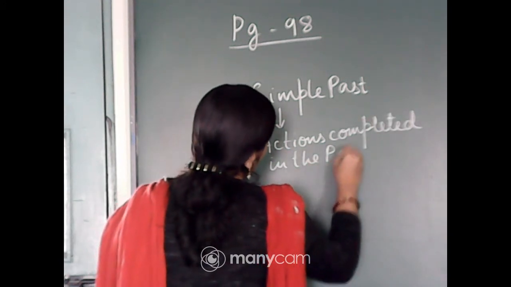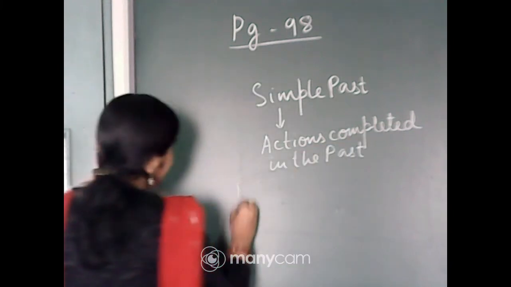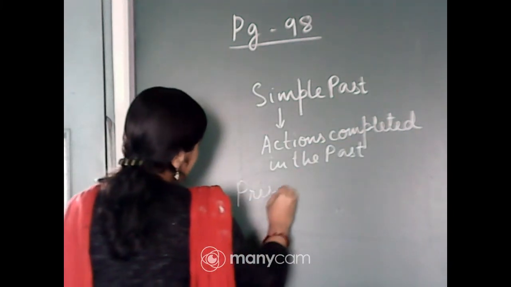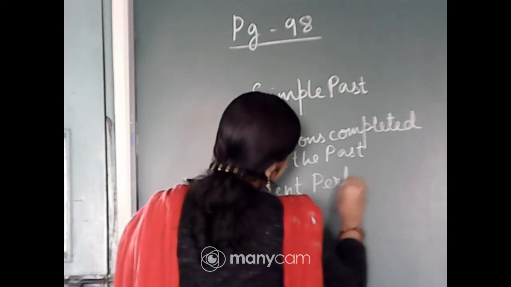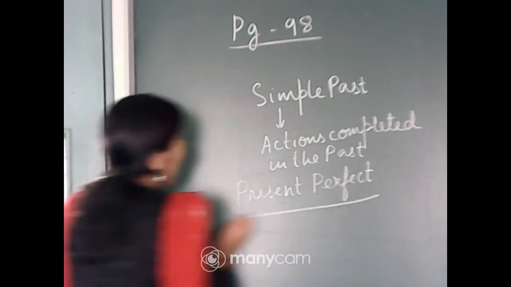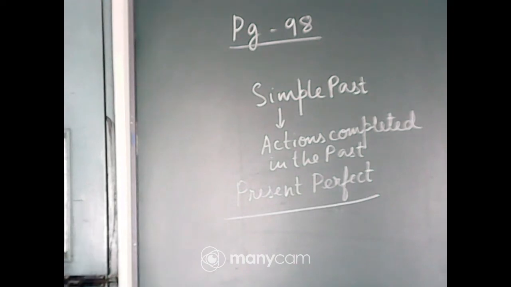Okay, and present perfect also talks about an incident which has completed in the past, but its effect is still there in the present, or it somehow affects the present action.